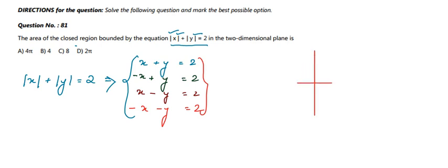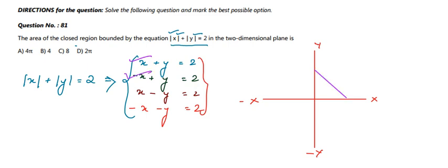So here is basically our graph. Let us name it. Here we have y, this one is x, this one is minus y, and this one is minus x. So now let us plot these graphs. So x plus y equal to 2. When both x and y are positive, we will get something here. So this is our line x plus y equal to 2.